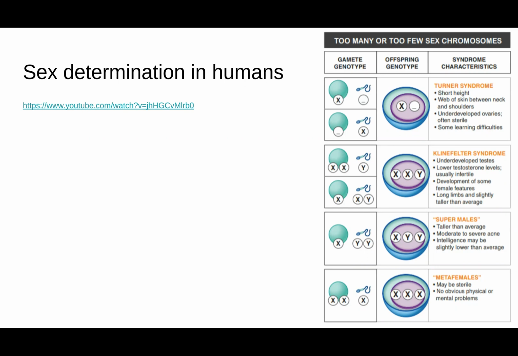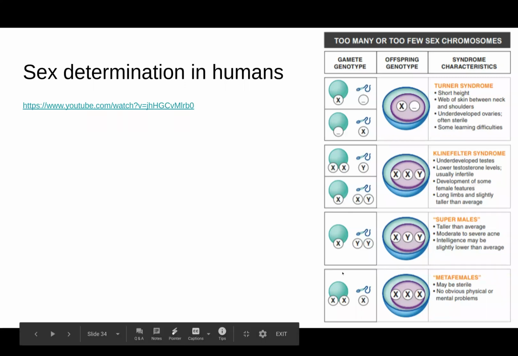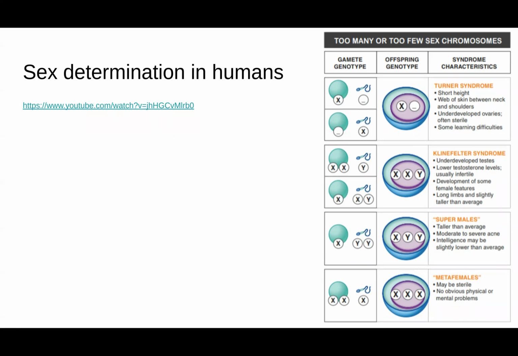We can also have super males, which are XYY. These are males that are typically taller than average. They typically have very high levels of acne, and they're typically slightly less smart than your average everyday human, but otherwise they develop normally. And then finally, we have what are called metafemales, which are triple X, and they may potentially be sterile, but not always, and there doesn't seem to be anything different. So you can have all sorts of arrangements of your sex chromosomes, but in terms of strict definitions of biological male versus biological female, it's really the genes on that Y chromosome that differentiate them.